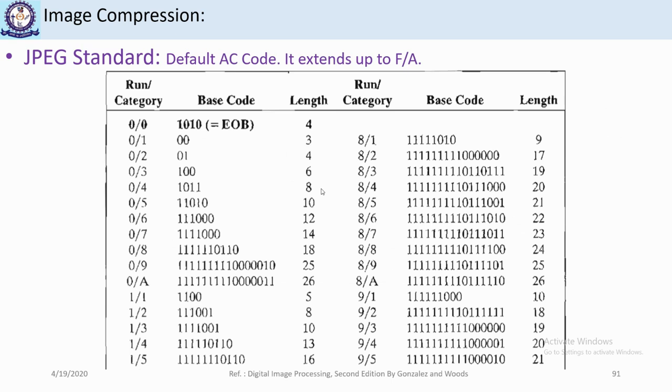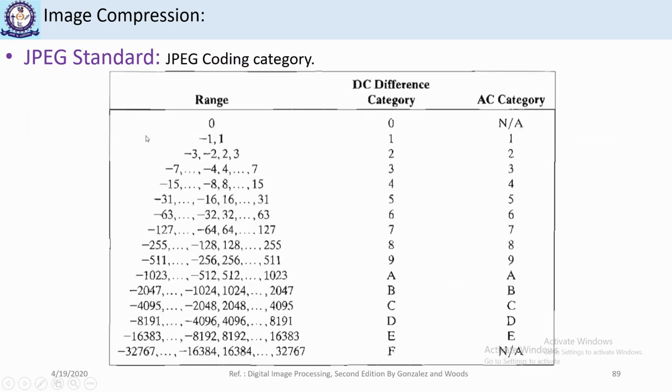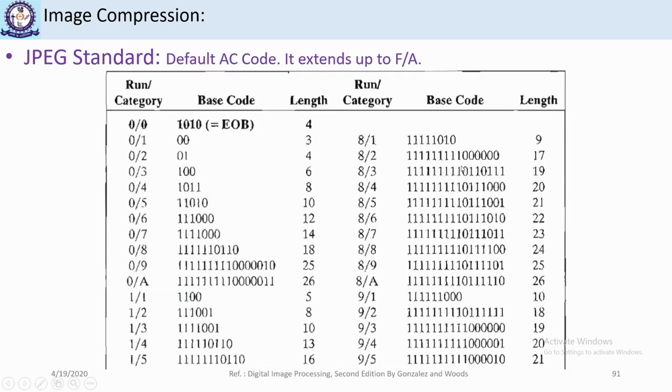The second is the AC coefficients. How are AC coefficients coded? AC coefficients are coded this way. First we find the run and category. The category we get from the range in which the AC coefficient falls. And how do we find the run? The number of zeros preceding that AC coefficient is given by the run.